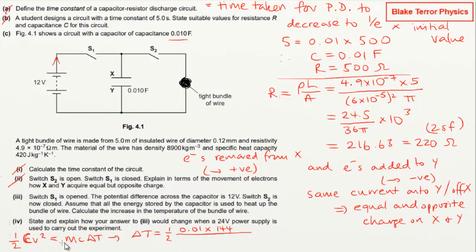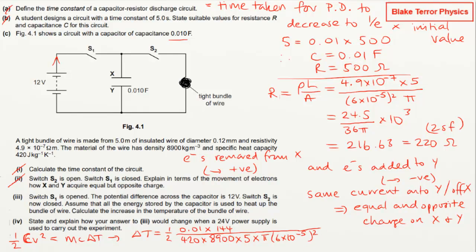then we've got to work out what m is. How annoying. Right, c is 420. C is 420, that's fine. And then we've got to work out this mass. So we've got the density times the volume. So density is 8,900 multiplied now by the volume. So the length is 5, and then we need our pi r squared again. So a pi and then 6 times 10 to the minus 5 squared.